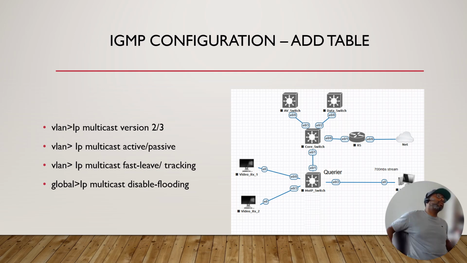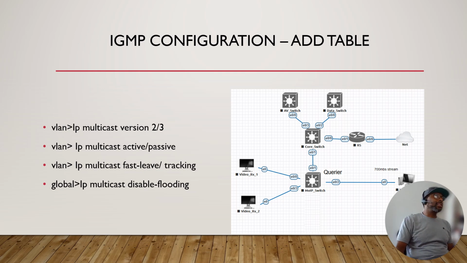IGMP configuration. Again, there are a few different versions: 1, 2, and 3 for IGMP. As far as the querier status, if you're active, you are the querier, meaning that you inquire, you ask questions. And if you're passive, then you just pass traffic, I guess is what you call it.